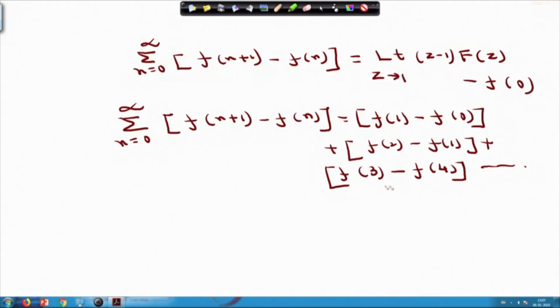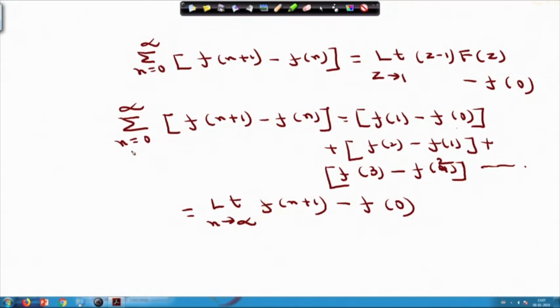Sorry, this will be f 2, so this will be 3 minus 2, and this way it will continue, so that ultimately all terms will be cancelled. There will be only two terms: limit n approaches infinity f of n plus 1, and your f 0, which will not be cancelled. Here f 1 is cancelling, f 2 is cancelling, and like this, except for f 0 and the last term, that is limit n approaches infinity f n plus 1, all other terms will vanish.